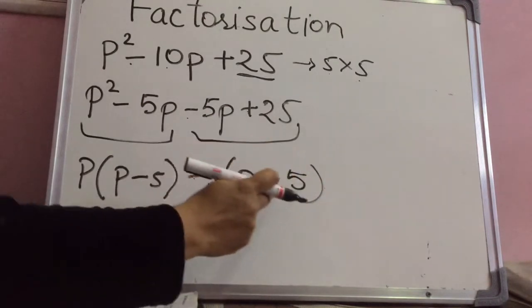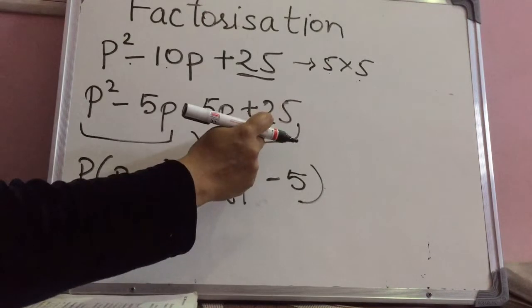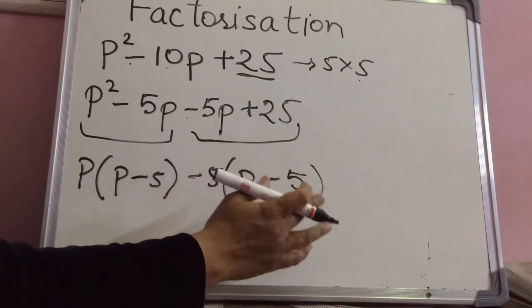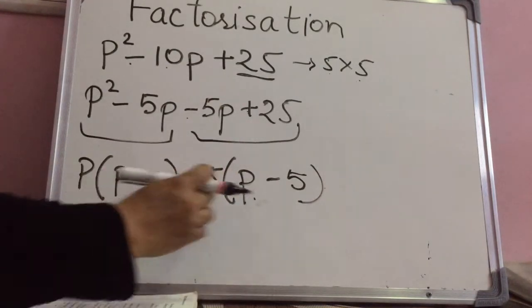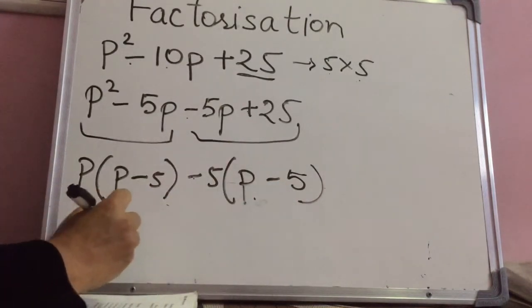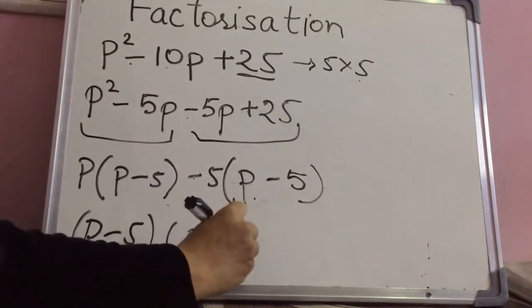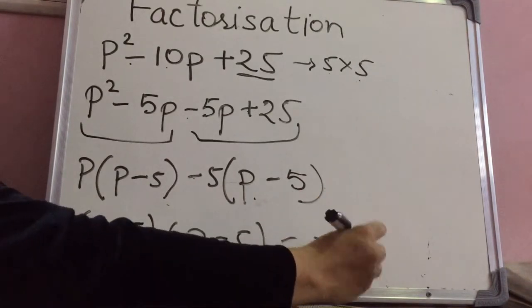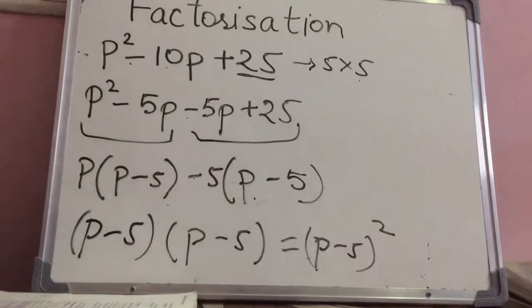Because if we open this bracket, we will multiply minus 5 with minus 5, we get plus 25. If we put plus sign here, then we'll get minus 25. It will be wrong. So we have got two terms now. Taking minus 5 common from both the terms, p minus 5, we get p minus 5 in the bracket. So we have got p minus 5 whole square. The factorization of this algebraic expression will be p minus 5 whole square.